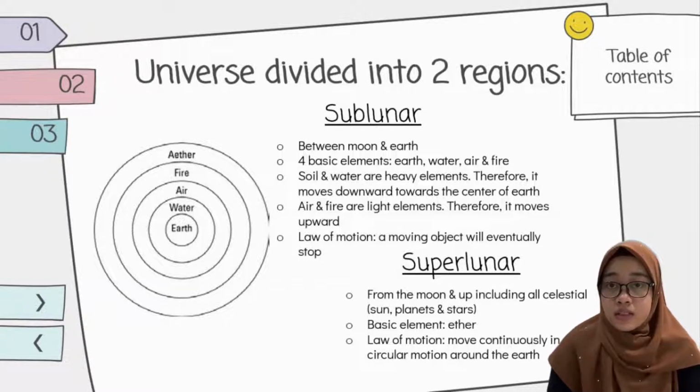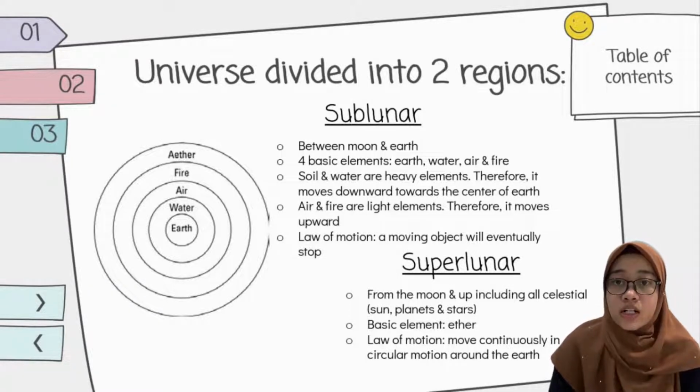Different from this is the superlunar circle, which starts from the moon and goes up, including all celestial bodies. It only has one basic element, which is ether, that composes objects like the moon, sun, planets, and stars. The law of motion of superlunar says that objects will move continuously in circular motion around the Earth.